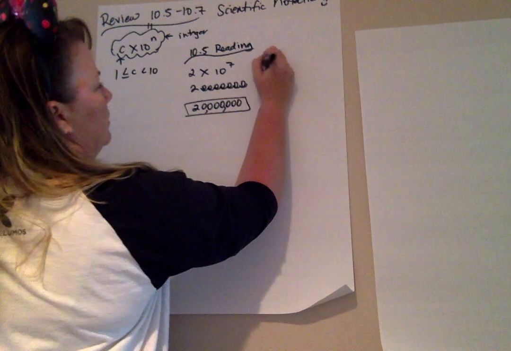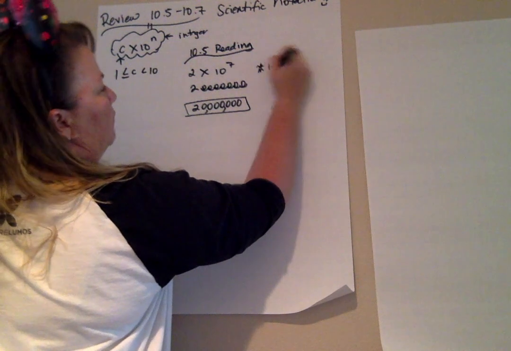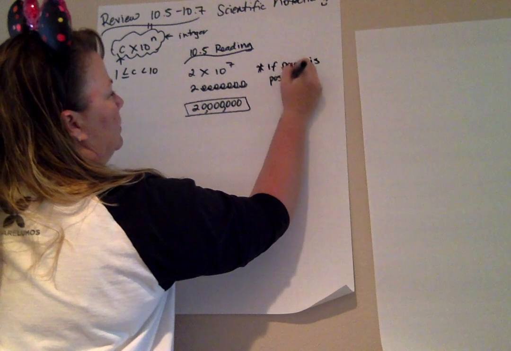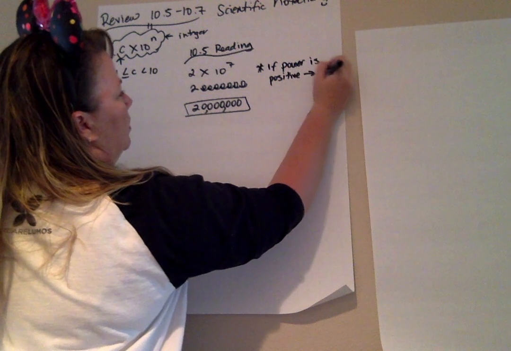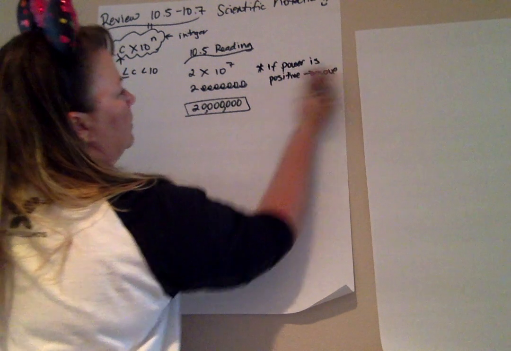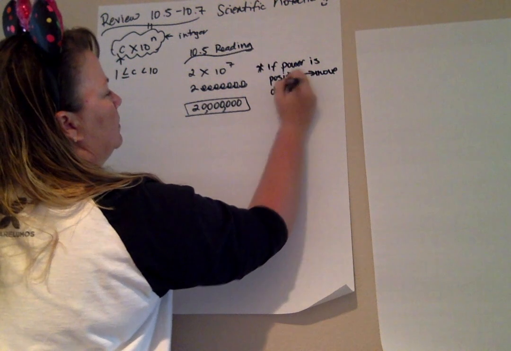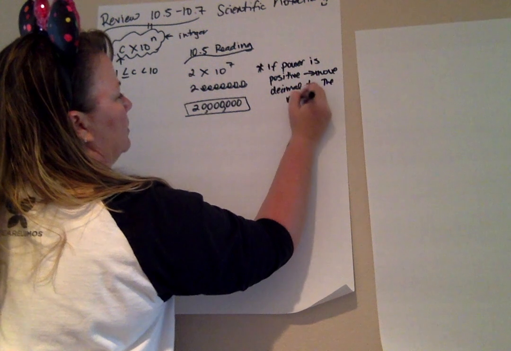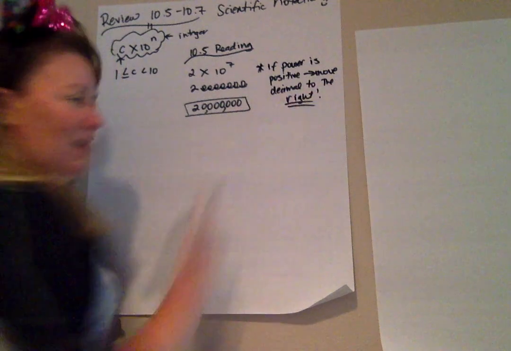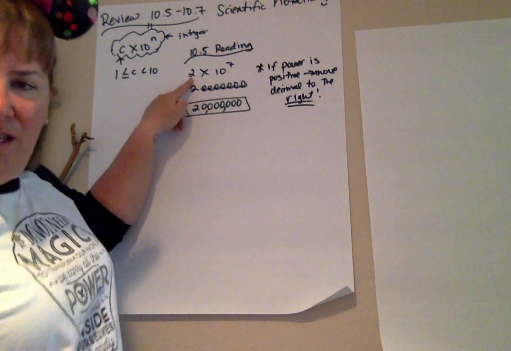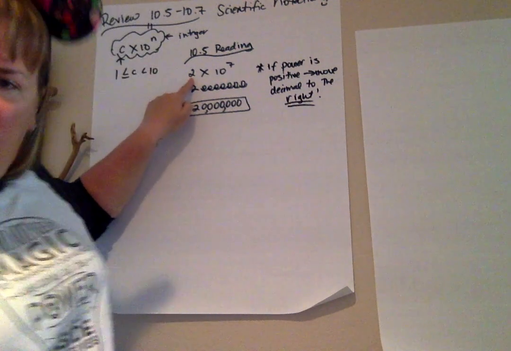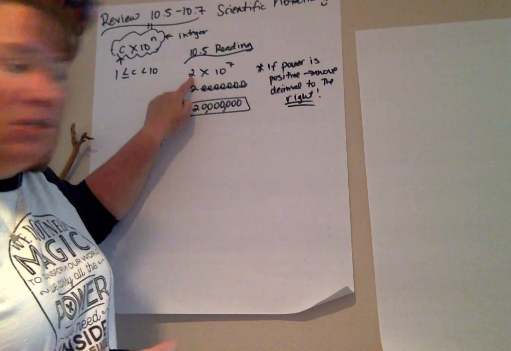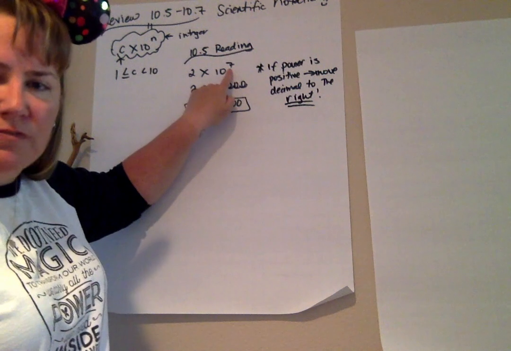So on this one, if the power is positive, move the decimal to the right, because your number, C, is going to get larger. I'm doing a Picasso kind of thing. So this number has to get larger if this power is positive.